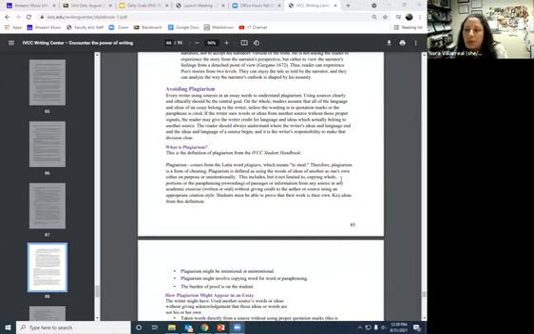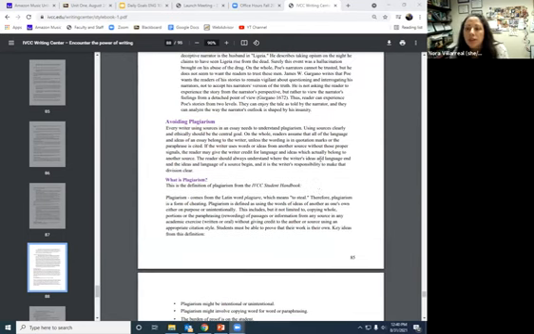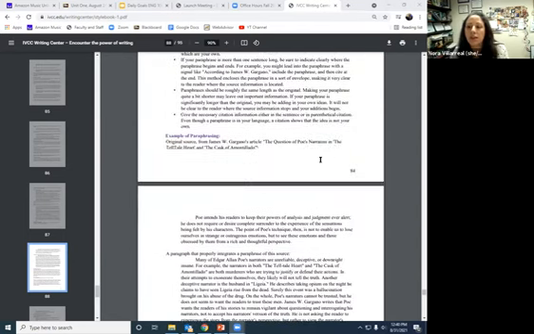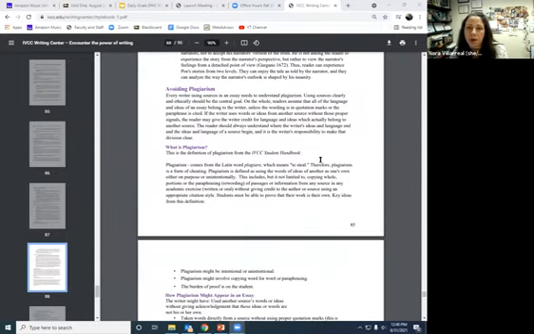Hi all, I wanted to do a standalone video on avoiding plagiarism because it's so important. So let's take a quick peek at page 85 in the Stylebook, which starts our discussion on avoiding plagiarism. It's really important this semester that we are very, very careful not to plagiarize from our sources.